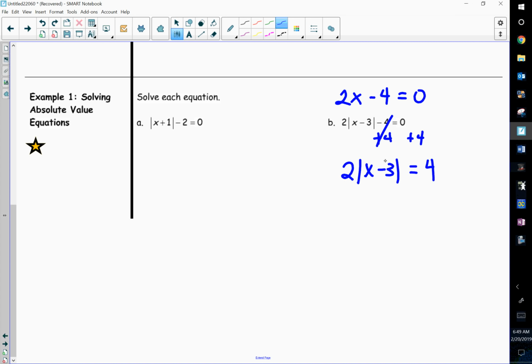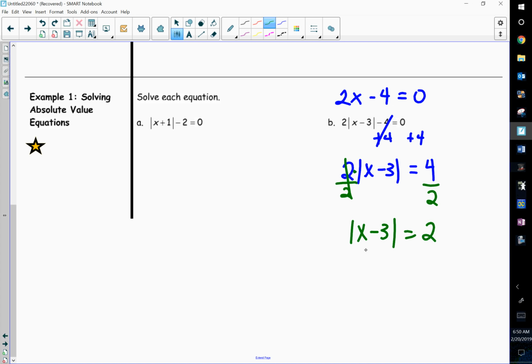The next step to get the absolute value part all by itself is to get rid of this 2 on the outside. The 2 on the outside is being multiplied. So to undo or get rid of multiplication, I do the reciprocal or opposite, which is divide. Divide by 2, divide by 2. I'm left with x minus 3 in absolute values equals 4 divided by 2 is 2. That's the end of step 1. I have the absolute value part all by itself. I've isolated it.